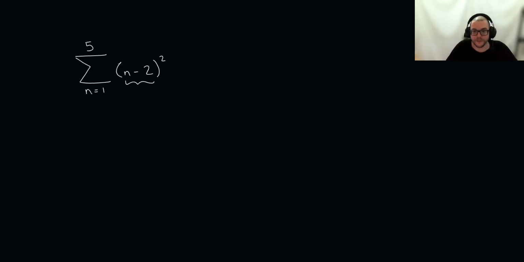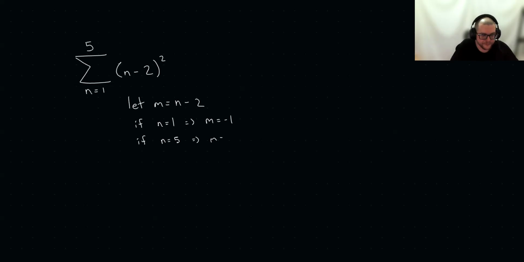Something we can do in sums is a redefinition of the index. We can say let m be n minus 2. Note then that if n is 1, then m is -1. And if n is 5, then m is 3. That means I change the sum. I change every n to be m. So I'm going to start not at m equals 1, but at m equals -1, because that relates to n equals 1, the previous starting index. And I will stop when m is 3, the m value for the final index value of n. And then n minus 2 is just m.